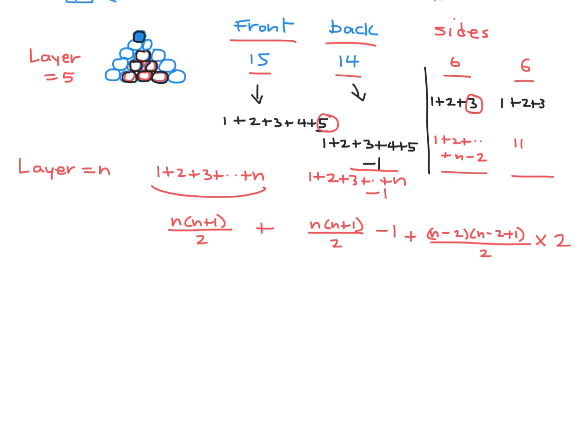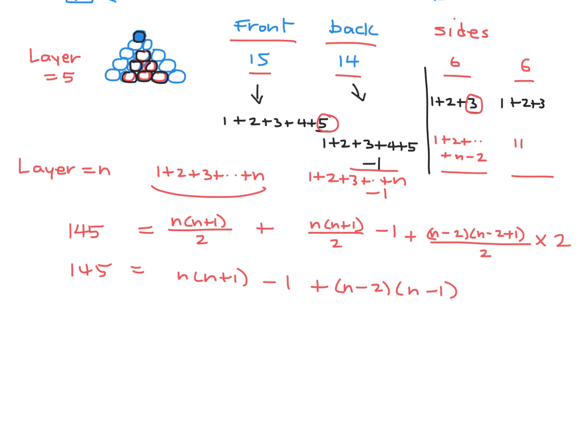All right, so let's do the math here. Now we've got to do this algebra. And all of this has to add up to 145, right? Yeah. All right, let's see what happens. Hopefully this is right. So these two guys combine, so that just becomes n times n plus 1. And then we've got this minus 1. And then this one just becomes n minus 2 times n minus 1.